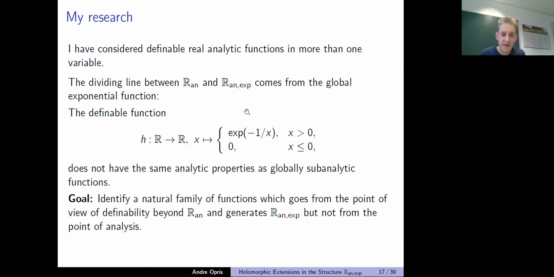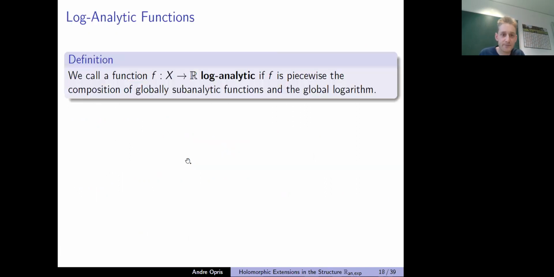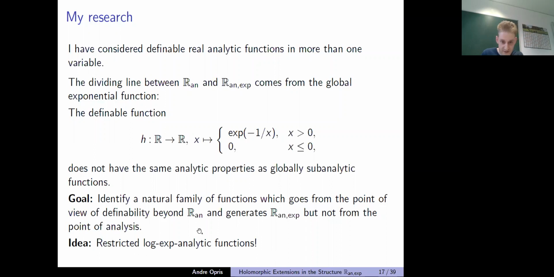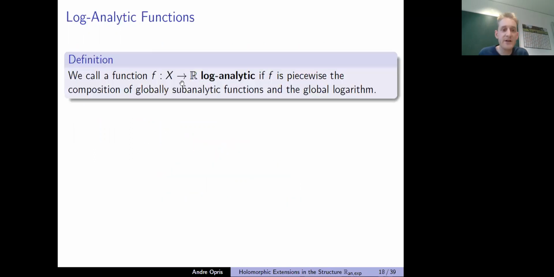And this is exactly the idea which led me to consider restricted log-exp analytic functions: definable functions where the arguments of the exponentials come only locally bounded into the game. This is a class of functions I considered in my PhD thesis. But I want to introduce this class of functions formally. So here we call a function log-analytic if f is piecewise a composition of globally subanalytic functions and the global logarithm.